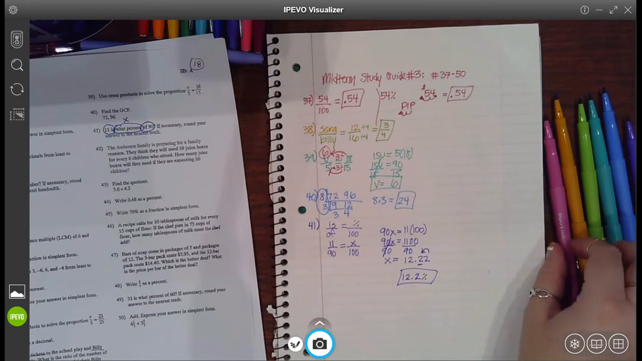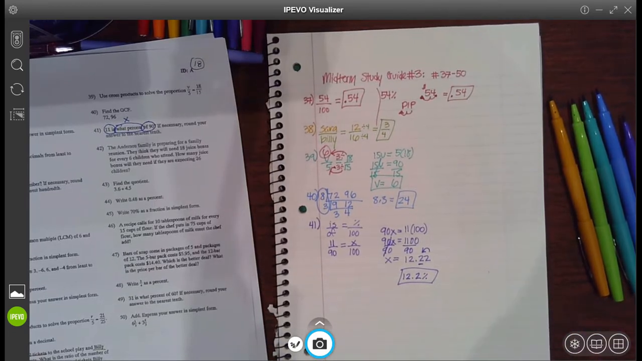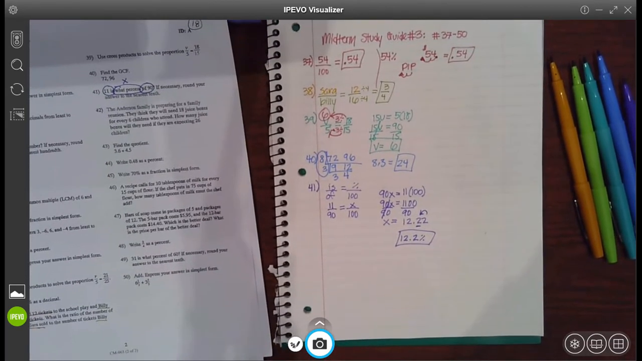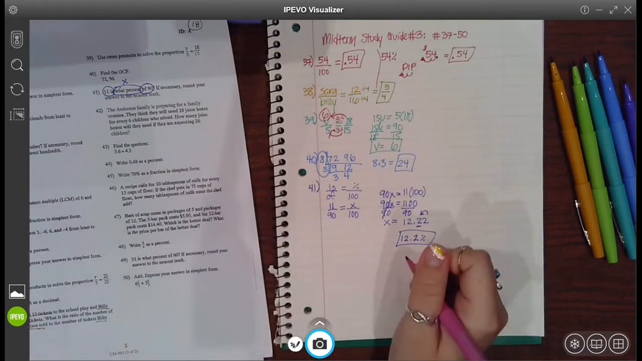Okay, if you're getting all these right, good job. If not, make note of it and then put a little star next to it, and then we can look over more problems similar to the ones that you missed later.